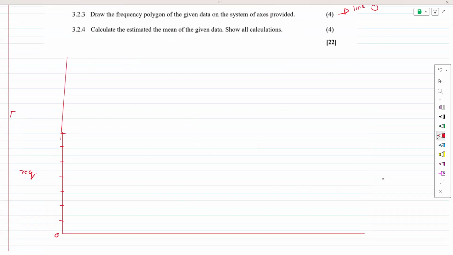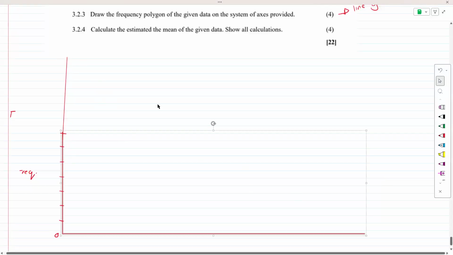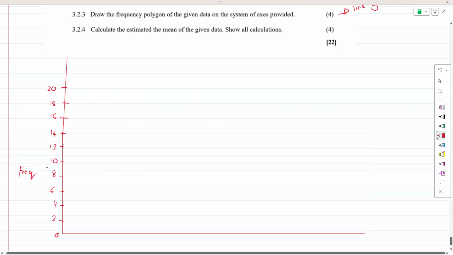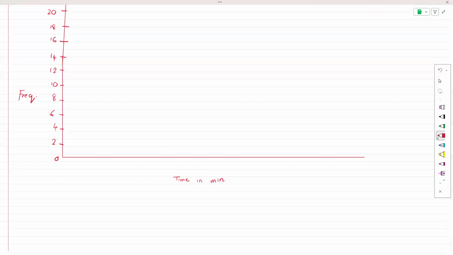Guys, I know my line's not very straight, but just bear with it. That's 20, that's 2, 4, 6, 8, 10, 12, 14, 16, 18, 20, right? Again, I know the line's not straight. Please always draw the line straight. It's just that I'm drawing on my graphic tablet and it's a bit difficult. This one is time in minutes.